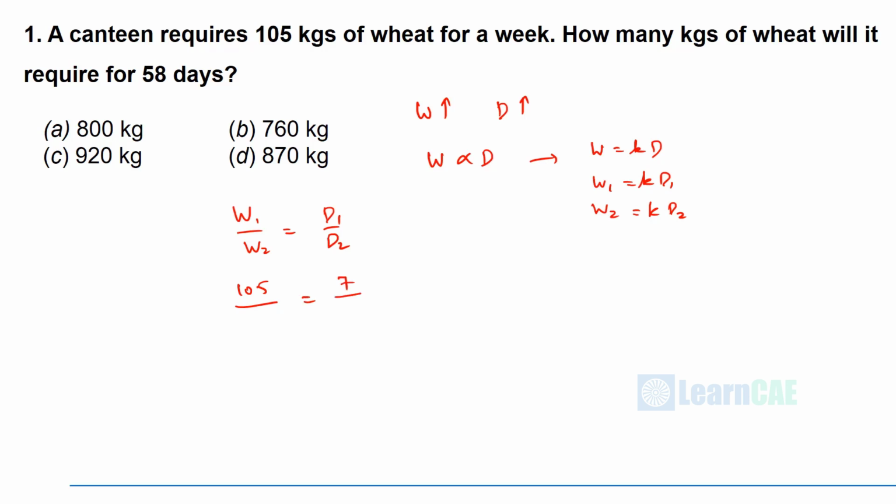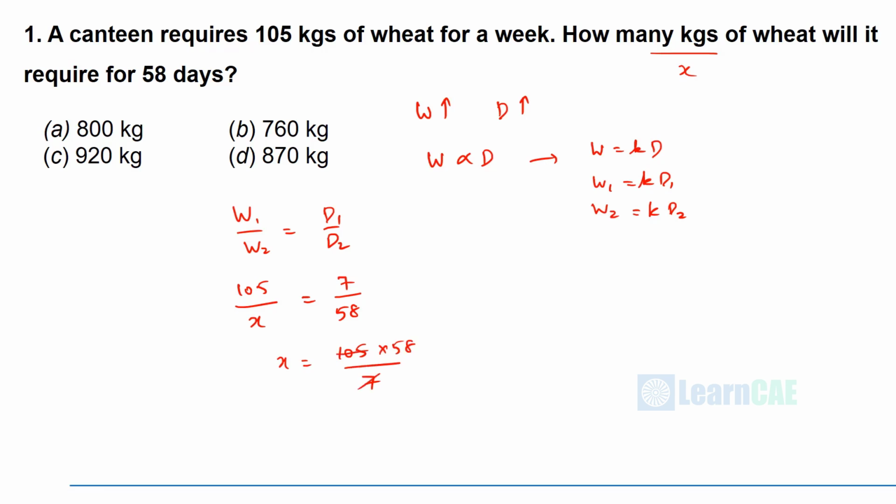In the next case, how many kgs of wheat will be required? So this will be X. So W2 will be X and the number of days is 58. Okay, we shall solve this. X is equal to 105 into 58 divided by 7.